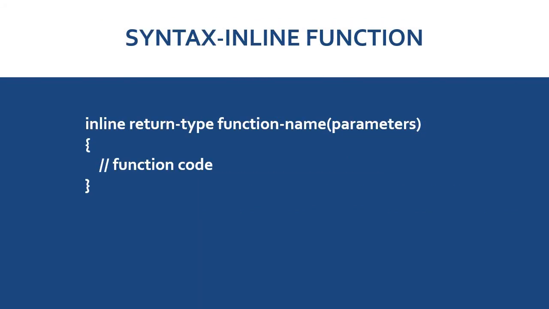Next, the syntax for inline functions. The syntax for inline function is looking very similar to the normal function. We can see in this slide. So inline is the one and only keyword we are inserting newly in a normal function syntax. So inline is a keyword which makes the entire function as inline, then return type, function name followed by parameters. Inside the curly brackets we have to mention the function code.